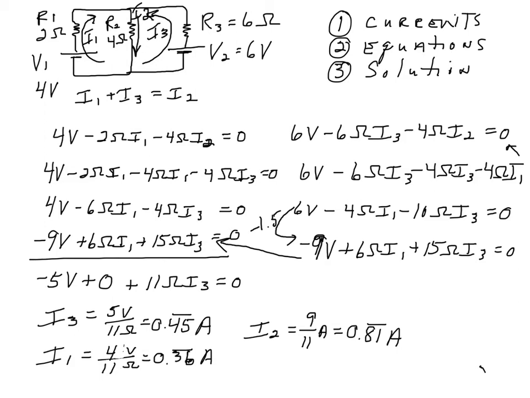And so by the junction rule, I1 plus I3 should equal I2. I1 and I3 go in, I2 comes out.